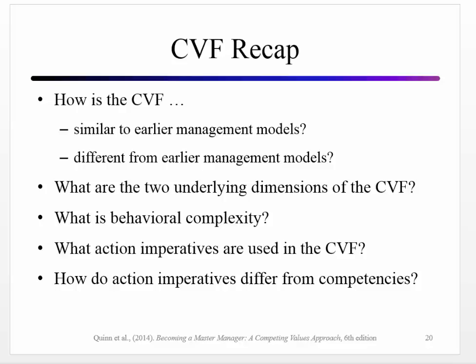What are the two underlying dimensions of the CVF? Well, it's really important that you understand those underlying dimensions of each of the components. You have to understand flexibility, you have to understand control, you have to understand an internal focus and an external focus. You have to understand all the action imperatives from the four models. Make sure you know that collaboration is attached to the human relations model. How do action imperatives differ from competencies? Well, your competencies are your ability to carry out those action imperatives with other people.